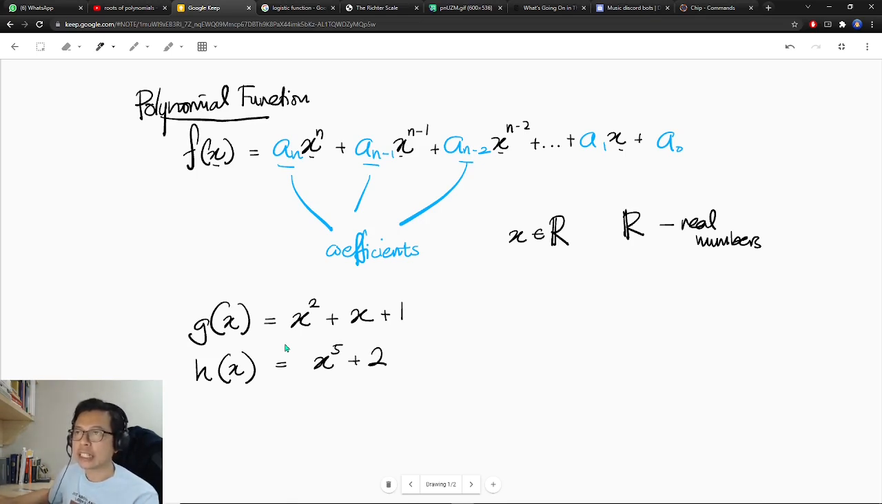Those coefficients can be any real number. So even in this case, the coefficients for x to the power of 4, x to the power of 3, x to the power of 2 and x, for example, are all 0. And then you will have something like this. So this is also called a polynomial function.